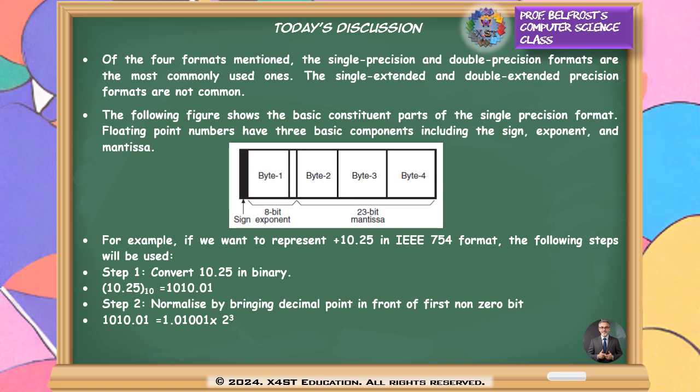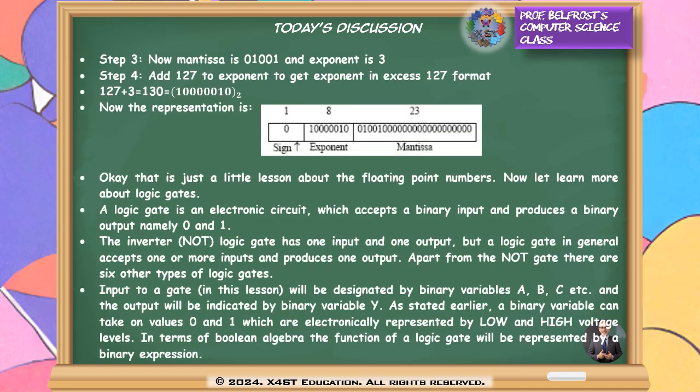The first step is to convert 10.25 to binary, which is equal to 1010.01 binary. For step 2, we need to normalize by bringing the decimal point after the first non-zero bit, which gives 1.01001 times 2 raised to the power of 3. For step 3, now the mantissa is 01001 and the exponent is 3, so we need to add 127 to the exponent to get an exponent in excess 127 form, which is 130, which can be represented in binary as 10000010. And now the representation can be seen as shown in the figure on the slide.